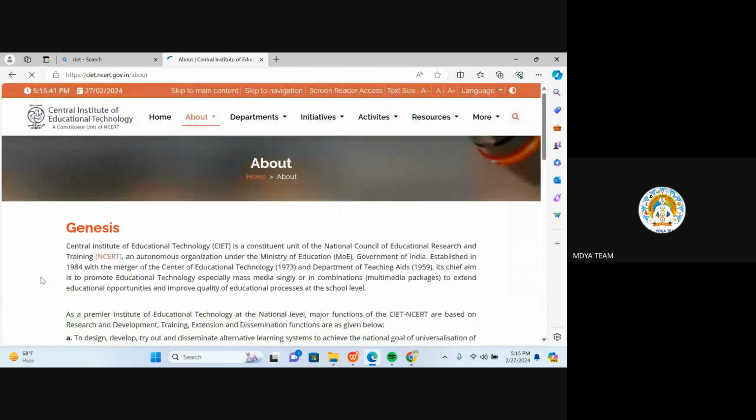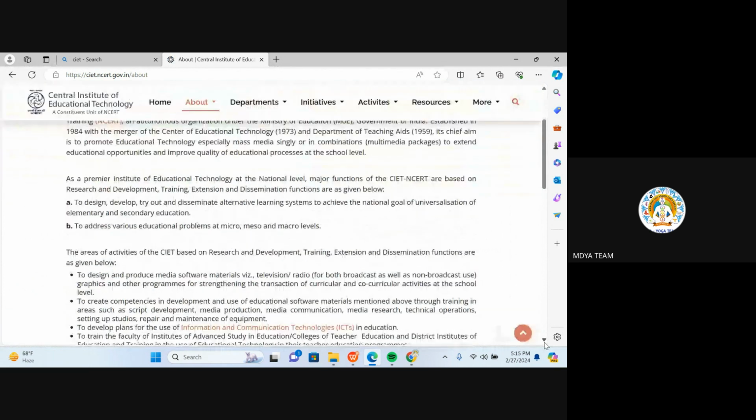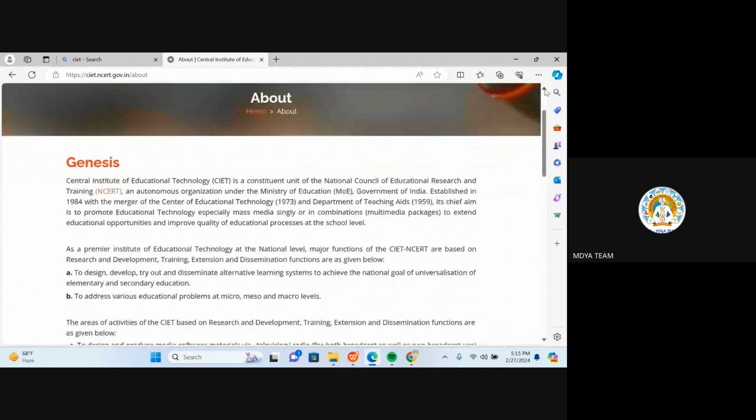We will discuss it briefly. The Central Institute of Educational Technology is a constituent unit of NCERT. It is an autonomous organization under the MOE, Ministry of Education, Government of India, established in 1984 with the merger of CET and DTA.